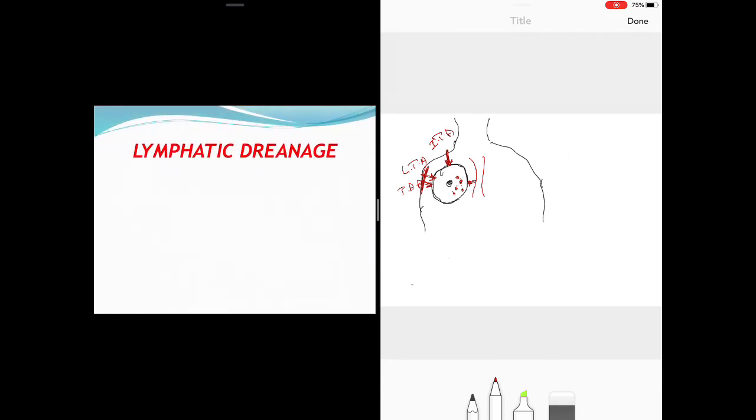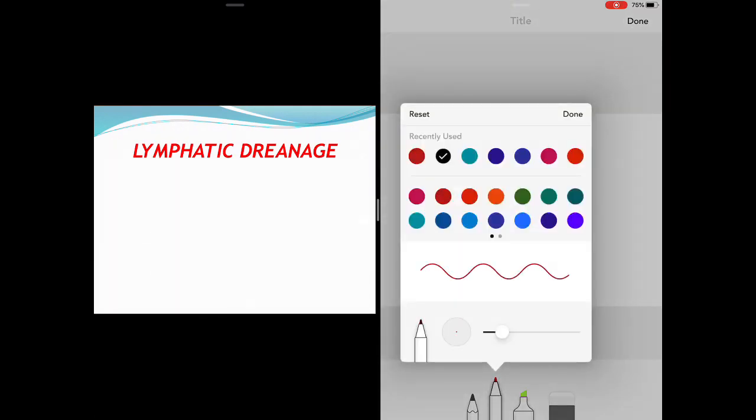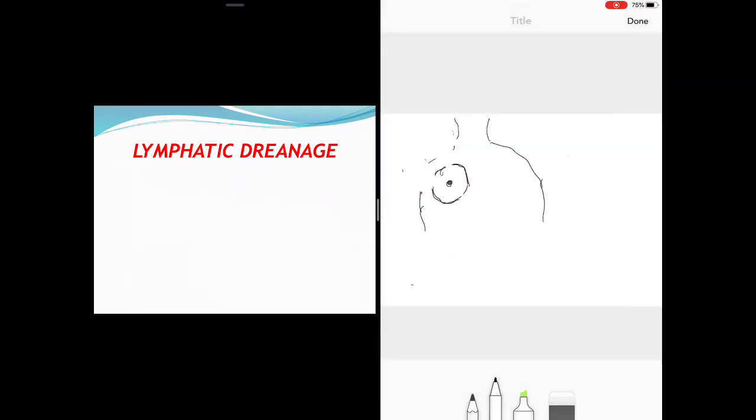Then, what is the lymphatic drainage of the breast? Lymphatic drainage is very, very important, and it is responsible for the staging of the patient when we get a patient with CA breast. This is the breast, and this is the axilla.